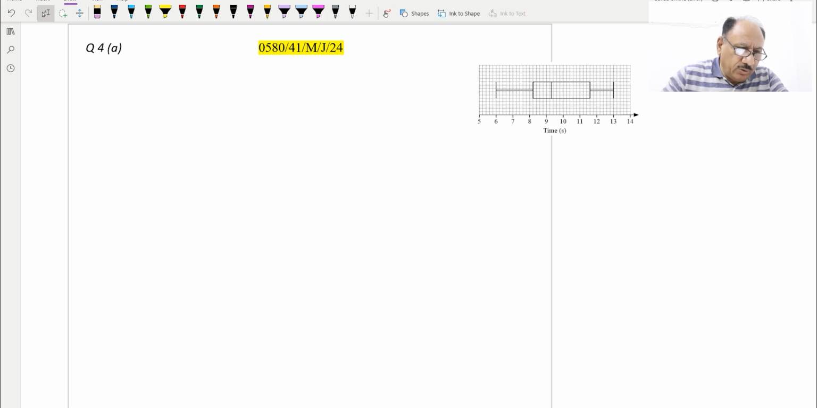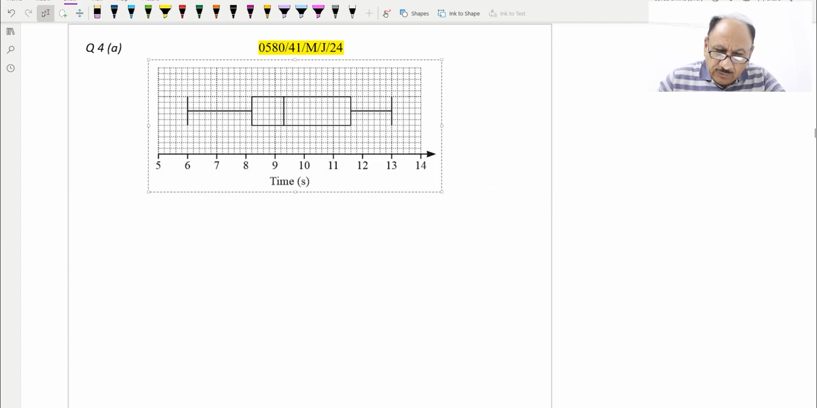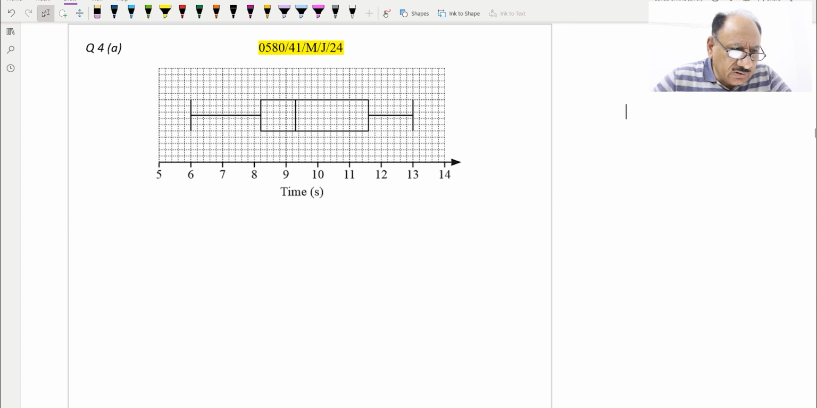Question number 4a, part: a box and whisker plot is given, which we can go through. This is the box and whisker plot. The question is, a person records the time in seconds that some cars take to travel 195 meters. 195 meters is the distance which they are traveling. So the box and whisker plot shows the information. Find the median. So part 1 is we need the median.